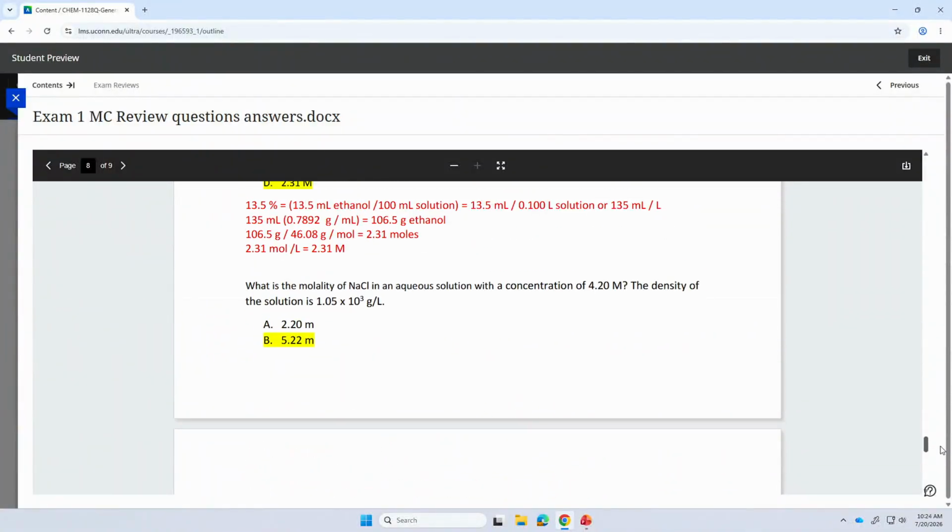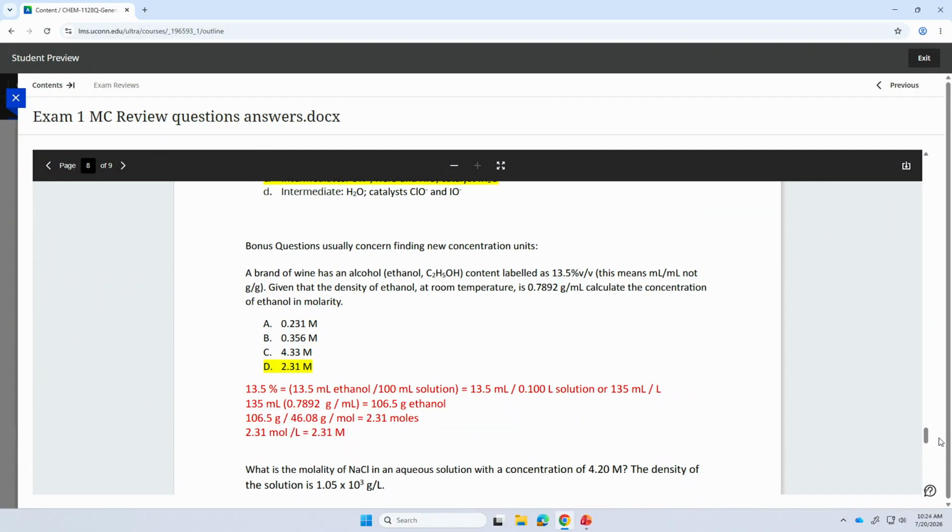So to convert between volume to volume percent, first thing I needed to do was say what that meant: 13.5 milliliters of ethanol in 100 milliliters of solution. That's 135 milliliters per liter. 135 milliliters times the density of the ethanol is 106.5 grams of ethanol, which then converts to 2.31 moles. And so there's 2.31 moles of ethanol in that 1 liter.